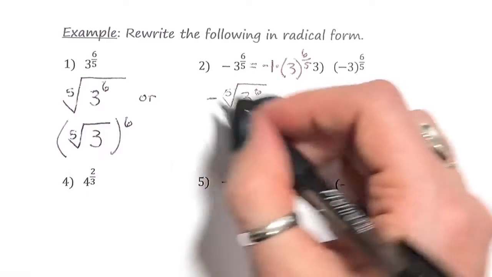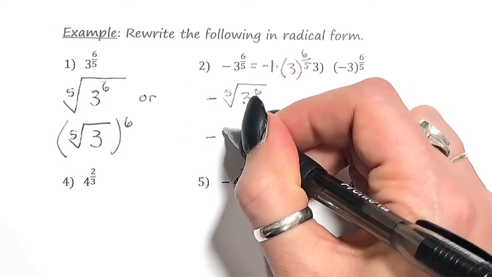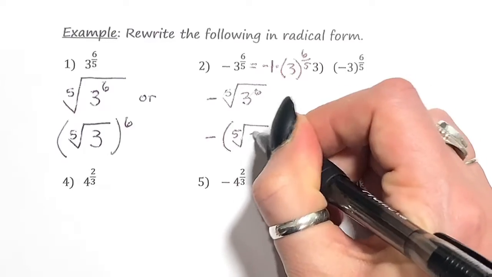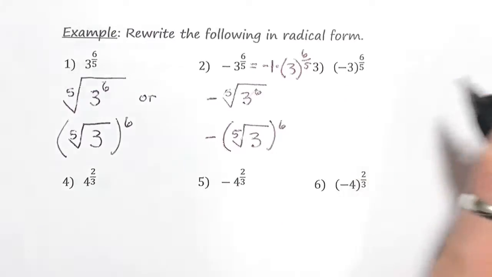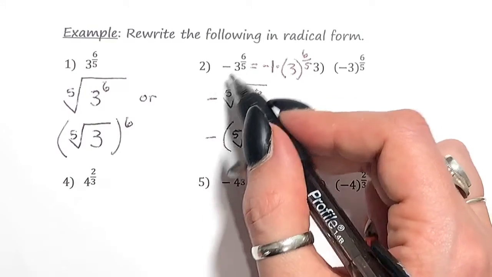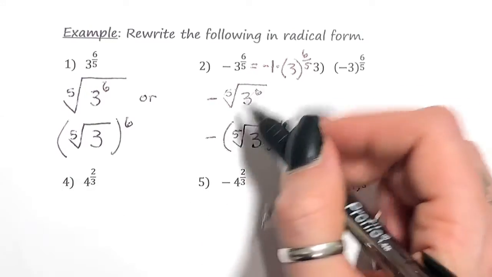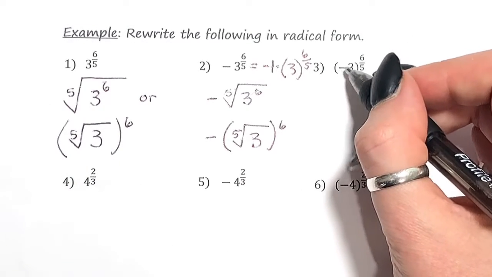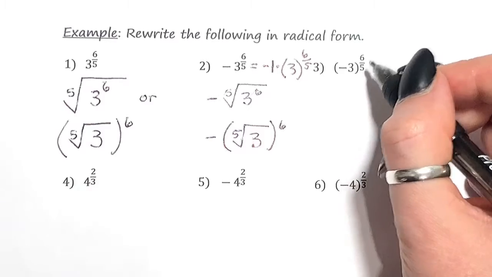Or again, you can do this format. So you'll have the negative outside, and then you'll do the 5th root of 3 to the power of 6. So remember, when the negative is not inside parentheses, it's going to stay out front. Versus this one that does have parentheses, that means the negative is being included with the 3.